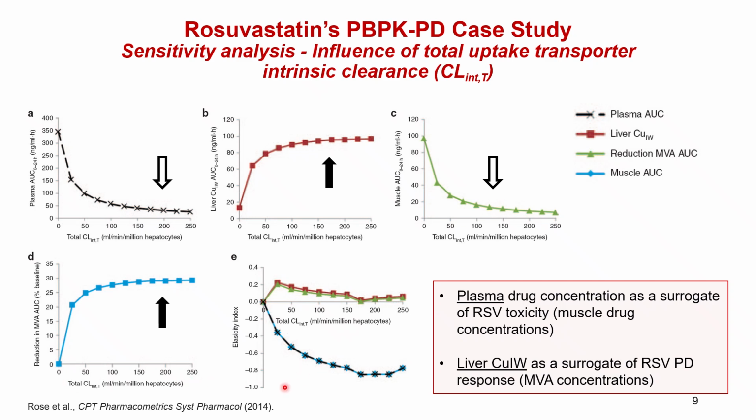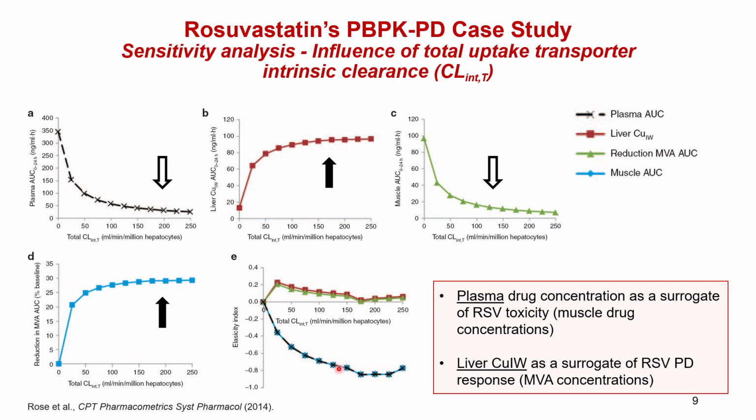The last graph represents the elasticity index, which is a measure of the relative change in a selected variable to the relative change in the intrinsic clearance. It's basically normalizing the scale for comparison of the sensitivity of multiple model output parameters.